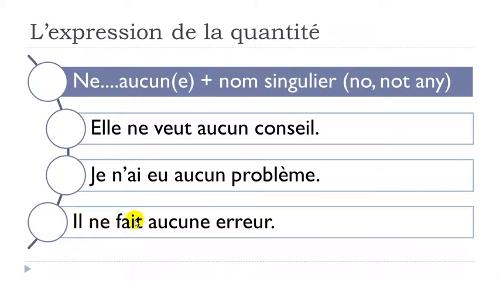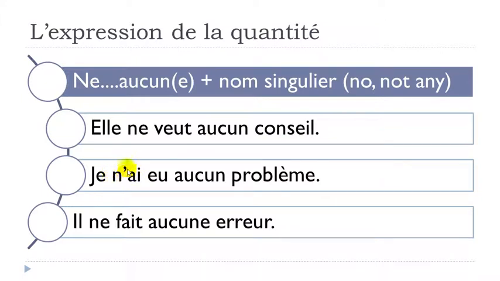Il ne fait aucune erreur. Il ne fait, faire is to do, and it's the present form, aucune erreur. Error is mistake. All right? So, if you look carefully here, you get ne and then aucun. Okay? So, that's the masculine form because conseil is a masculine word.